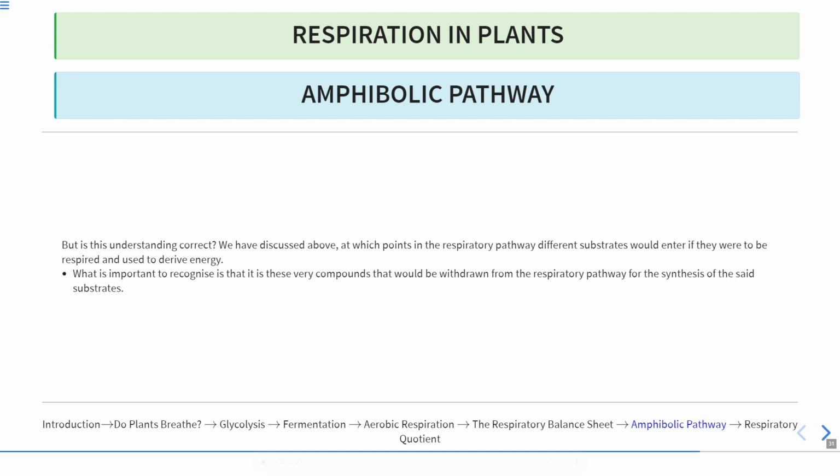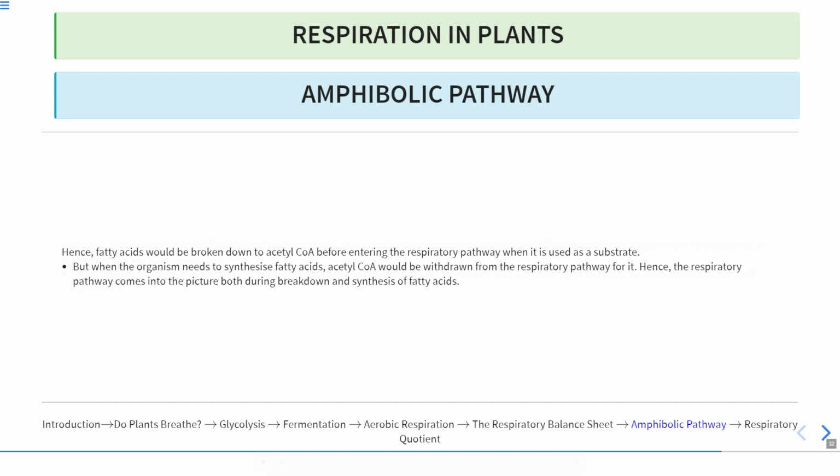But it's this understanding, correct? We have discussed above at which point in the respiratory pathway different substrates would enter if they were to be respired and used to derive energy. So what is important to recognize is that it is these very compounds that would be withdrawn from the respiratory pathway for the synthesis of those substrates.